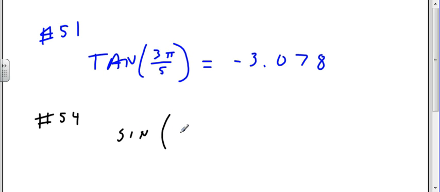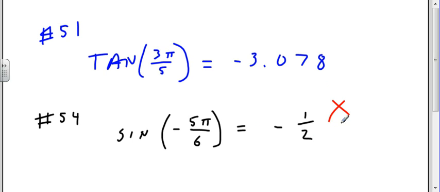Minus 5 pi over 6? Didn't we just do this? Oh, yeah, but we're doing it differently. All right. The sine of negative 5 times pi divided by 6, close parentheses, minus a half. Oh, minus a half is wrong. They want it to 4 significant digits. Silly me.